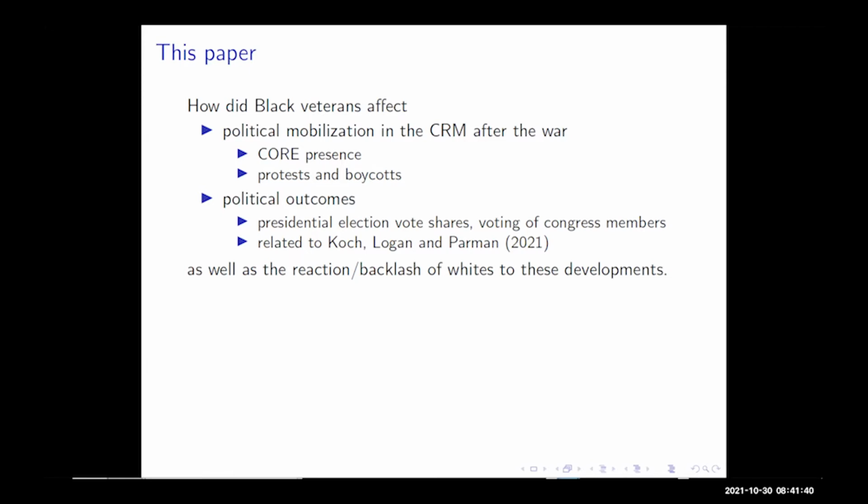What we plan to do in the future is also to see whether areas or congressional districts with more Black veterans saw changes in the kinds of attitudes of the elected Congress members. For this, we use the Bateman scores, for example. And so this is all very much related to John's paper with his co-authors, where they look at voter registration in 1965 and the relationship with Black World War II veterans.